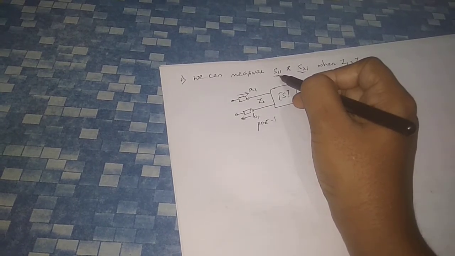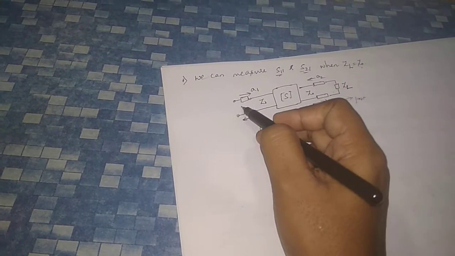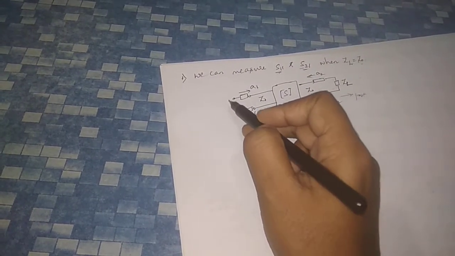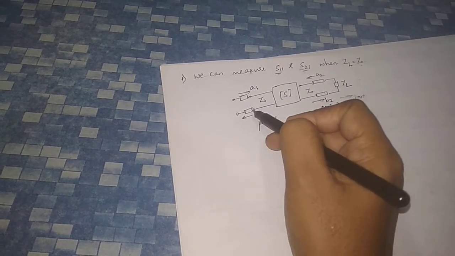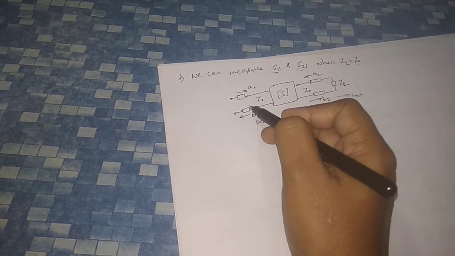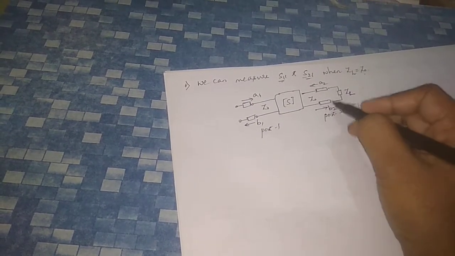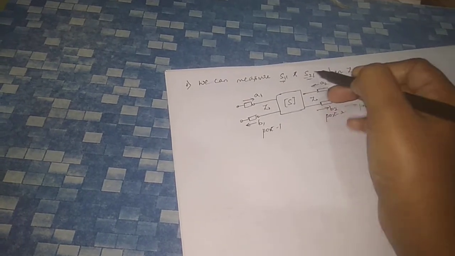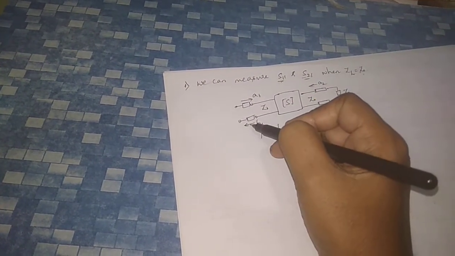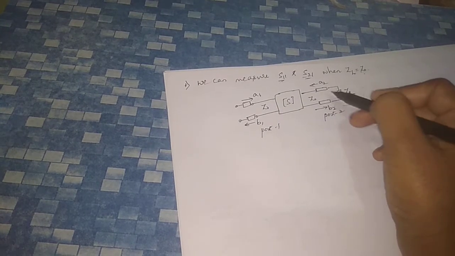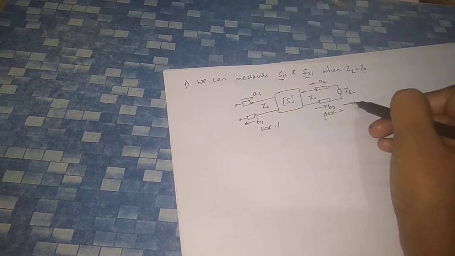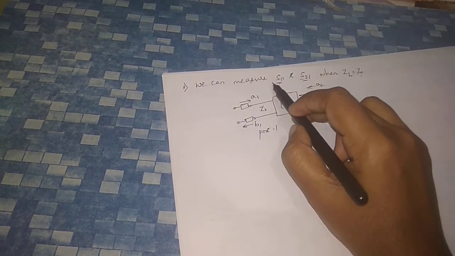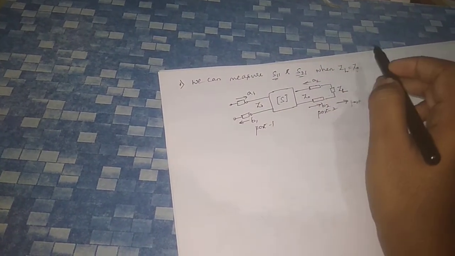To measure S11, injecting the signal means you are giving the input. Inject the signal at port 1 and measure its reflected signal at port 1 itself, and no signal is injected at port 2. To measure S21, we inject the signal at port 1 and measure the resulting signal power leaving port 2. Okay, so that is how we measure S11 and S21.